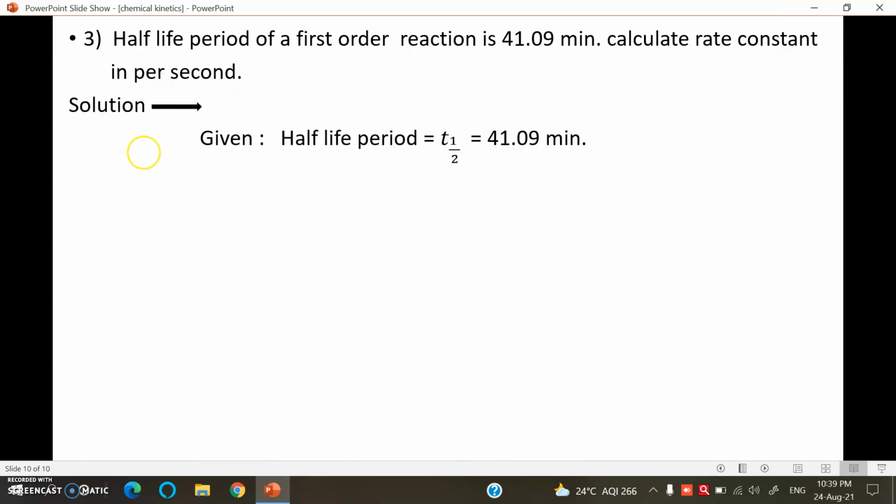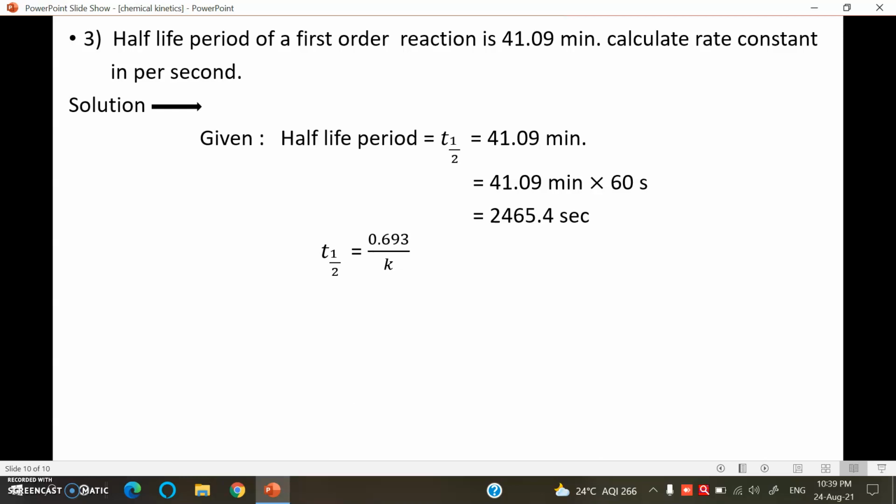Solution. Given half-life time for first order reaction is given, t1/2 is equal to 41.09 minute. We have to convert minute into second, that is 41.09 minute into 60 seconds. So 2465.4 seconds, that is the half-life period of the given first order reaction in seconds.